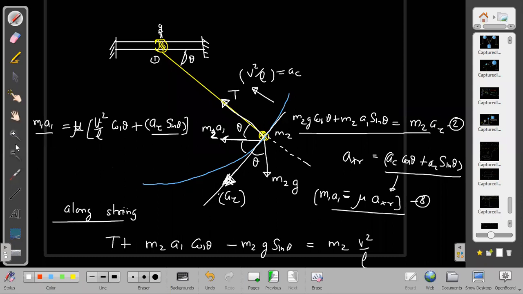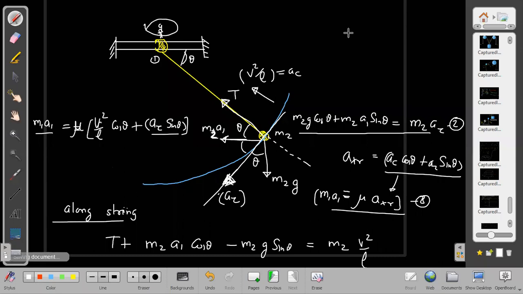But as I told you, the examiner normally doesn't ask such questions. Normally they will ask questions in which the string just becomes vertical, so that we don't have to go into all these details. And when the string becomes vertical, then this observer is not accelerating in that case. Is he accelerating in that case?